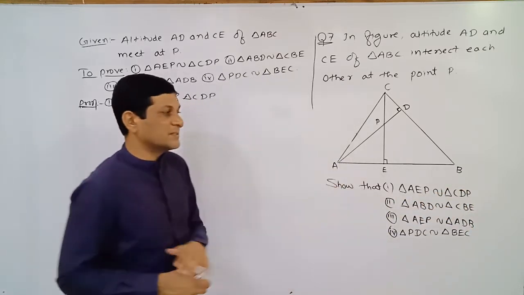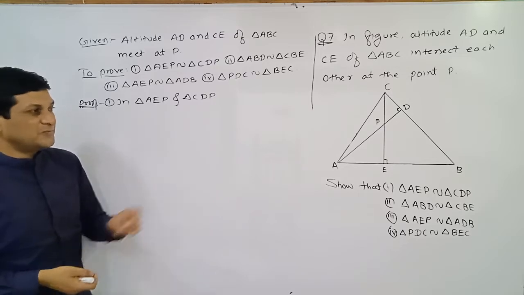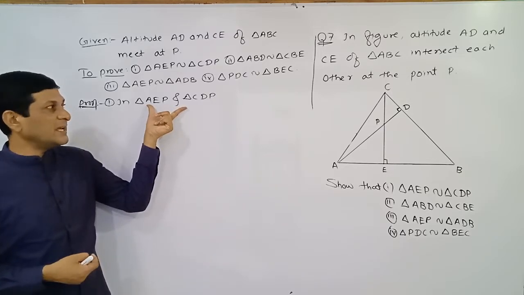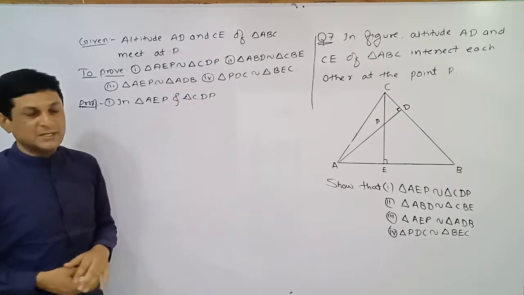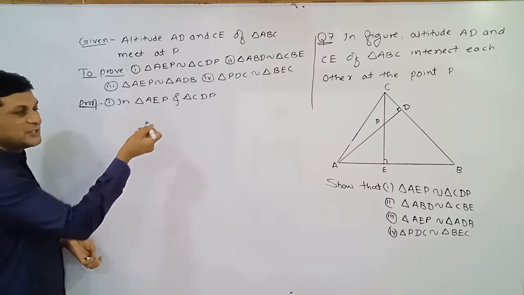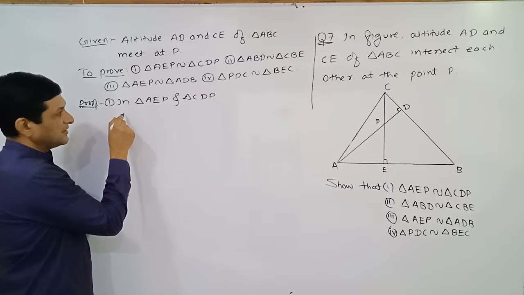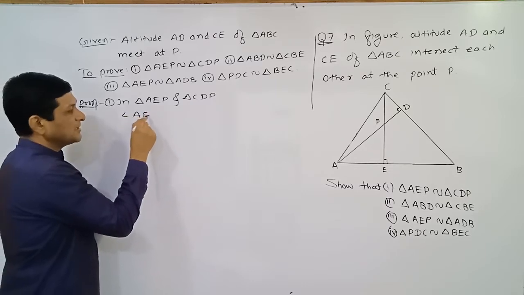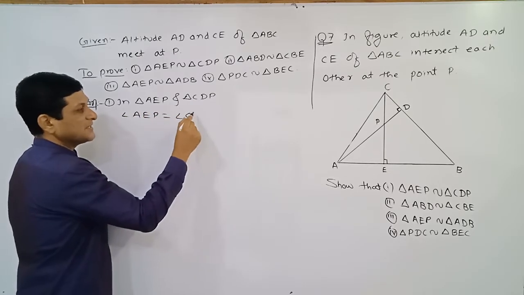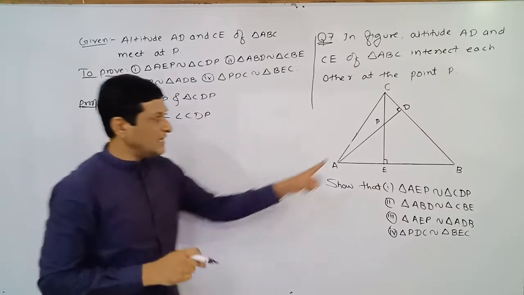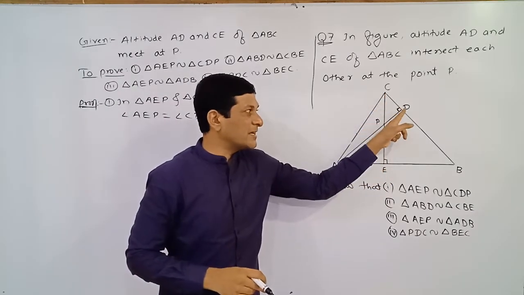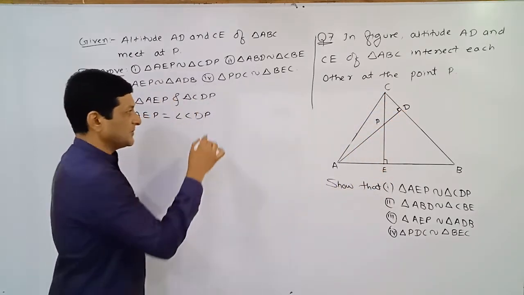So we are considering here the first case, triangle AEP and triangle CDP. Let us try to show that these two triangles are similar. Just now we have discussed that angle AEP is equal to angle CDP, each of 90 degrees.